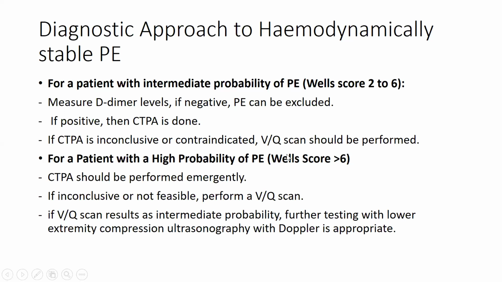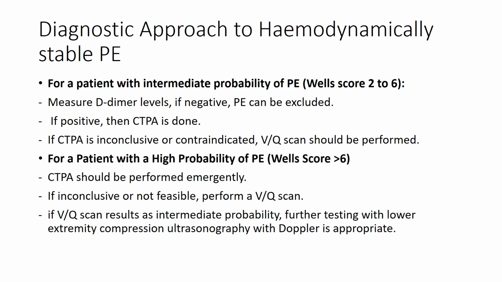For patients with intermediate probability, Wells score between 2 to 6, you want to measure your D-dimer. If it's negative, rule out PE, all right? If positive, proceed to do CTPA. These are algorithms that should be followed. But if your CTPA is inconclusive or contraindicated, you want to obtain your VQ scan.